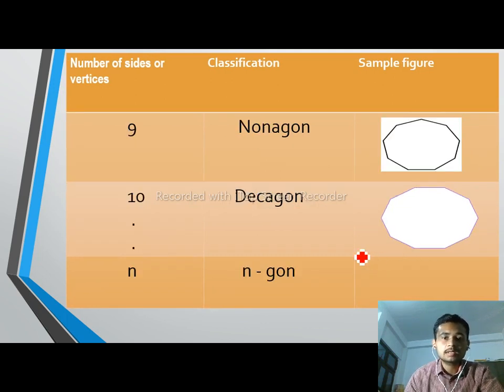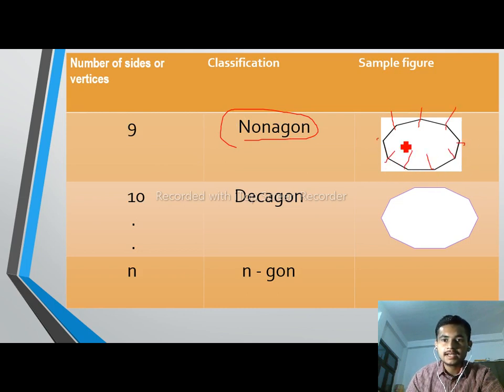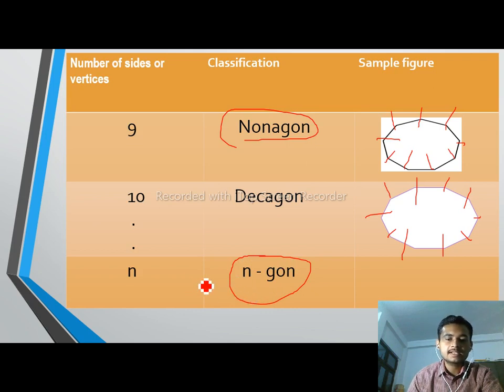We have also discussed 9 sides, which is known as a nonagon, having 9 sides: 1, 2, 3, 4, 5, 6, 7, 8 and 9 sides, or 9 points makes it a nonagon, and having 10 sides makes it a decagon, having 10 sides: 1, 2, 3, 4, 5, 6, 7, 8, 9 and 10. We have also discussed that when the sides are increasing, then n is added as the prefix of gon, and it is known as n-gon. Meaning with n number of sides, that shape is known as an n-gon.